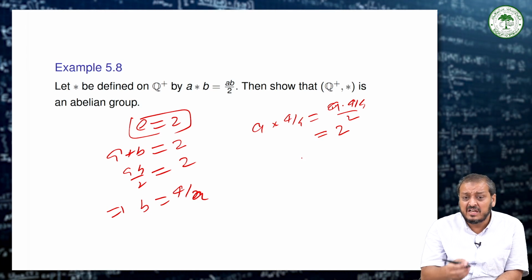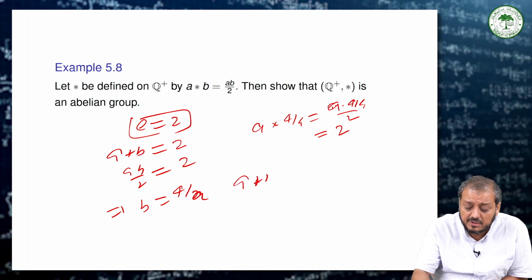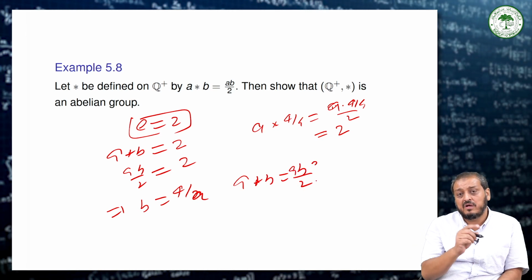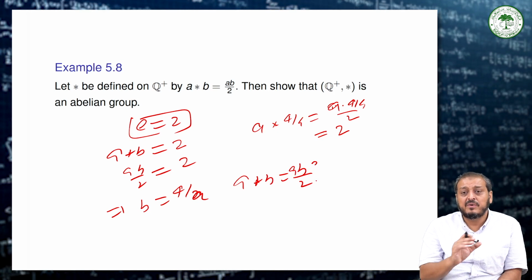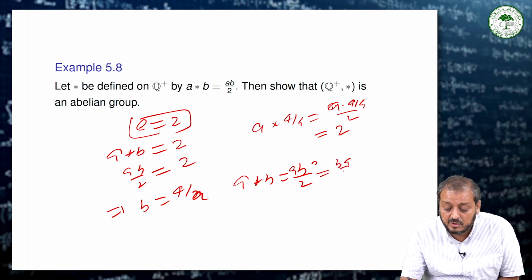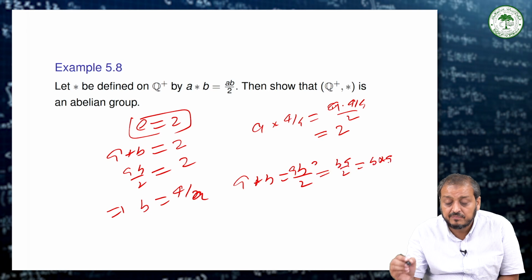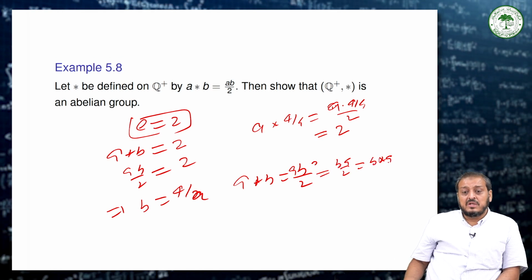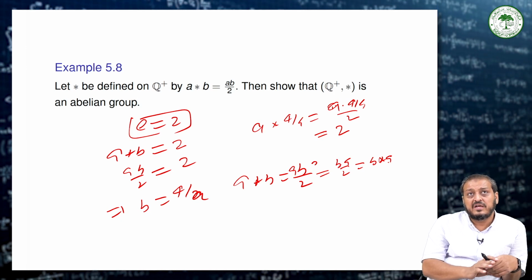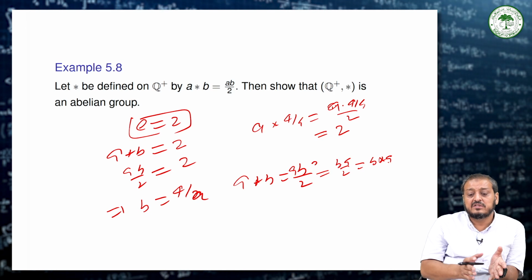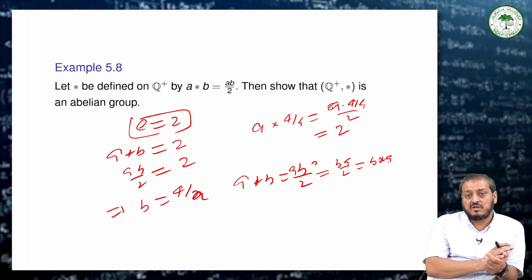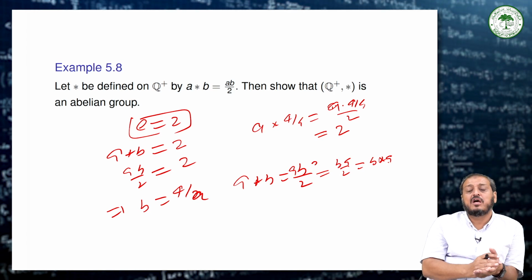Now we check if this is an abelian group. A composition B is equal to AB by 2, but A and B are positive rational numbers, and rational numbers under multiplication are commutative. This can be written as BA by 2, and this can be written as B composition A. So under the binary operation we have defined, Q positive is clearly an abelian group.